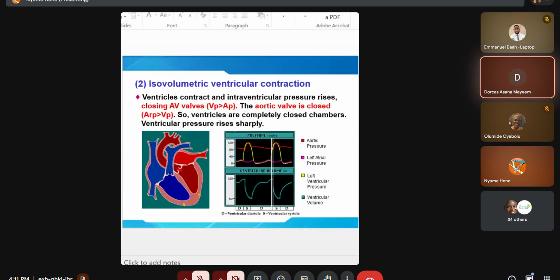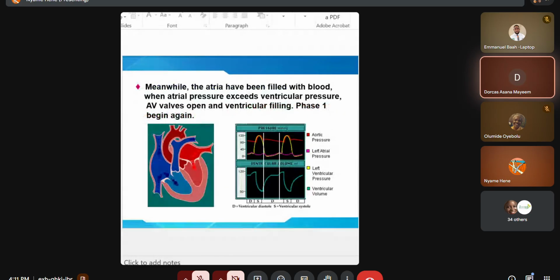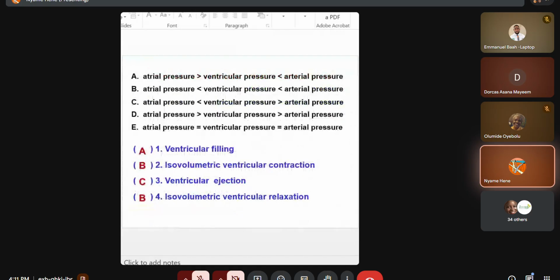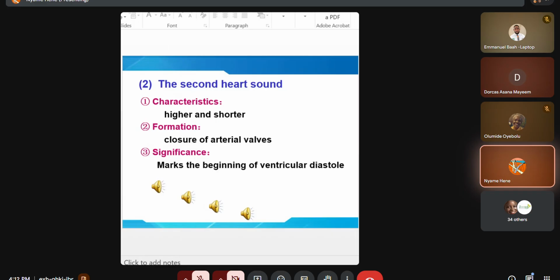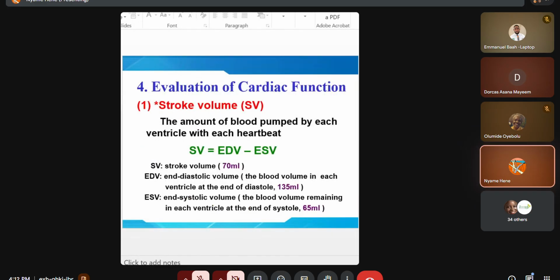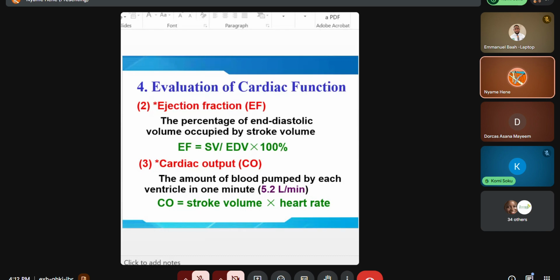Why is stroke volume important? Now you know stroke volume. So why is stroke volume important? You should answer this one for me. You brought your question, so answer it for me. Why do you think stroke volume is important?